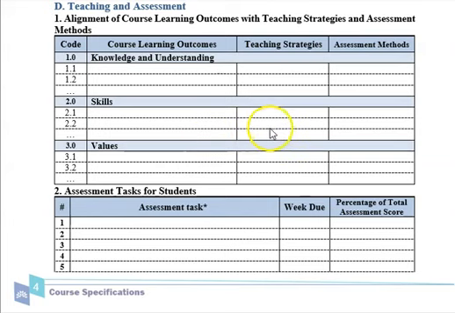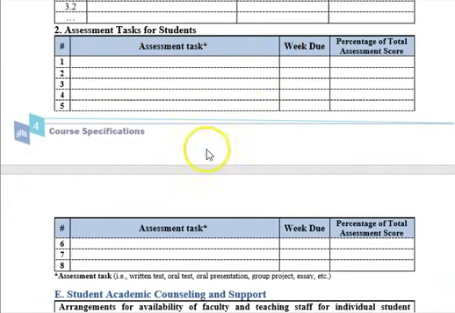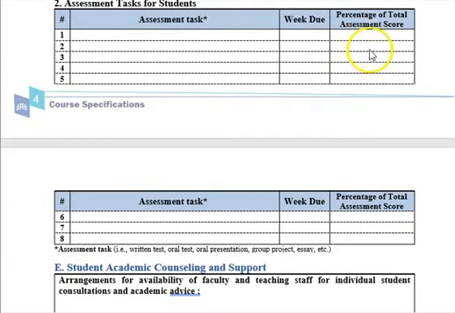As usual, this is the assessment task as you know it, based on weeks: first exam, second exam, final exam, and so on. For example, week 7, week 10. And the percentage of total is 100%. So for example, 20% for the first exam, 20% for the second exam, and so on.